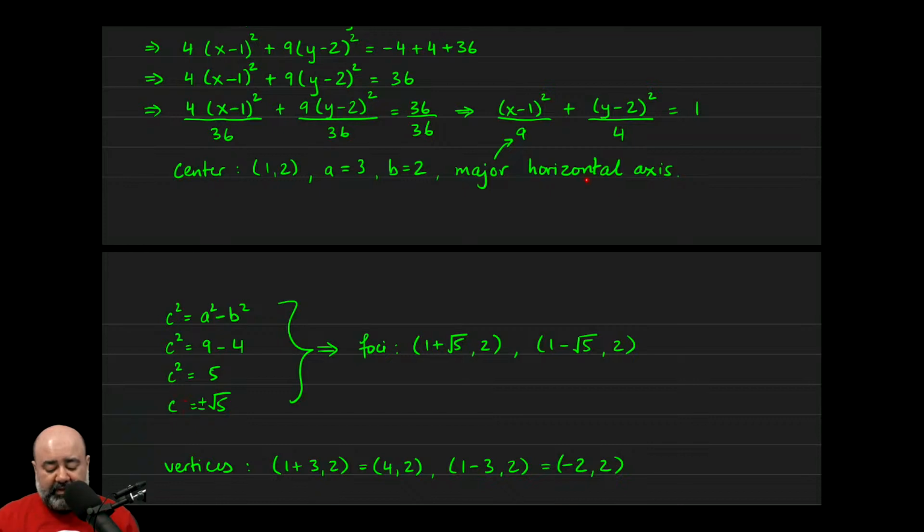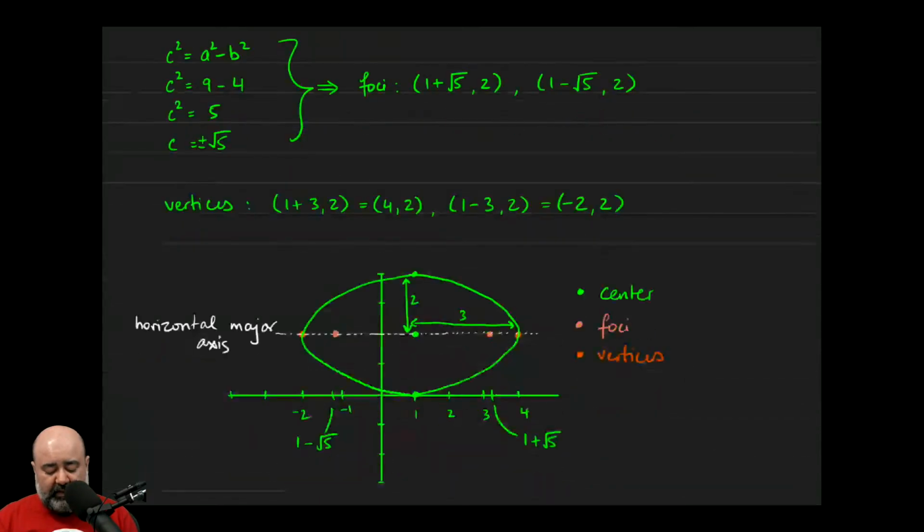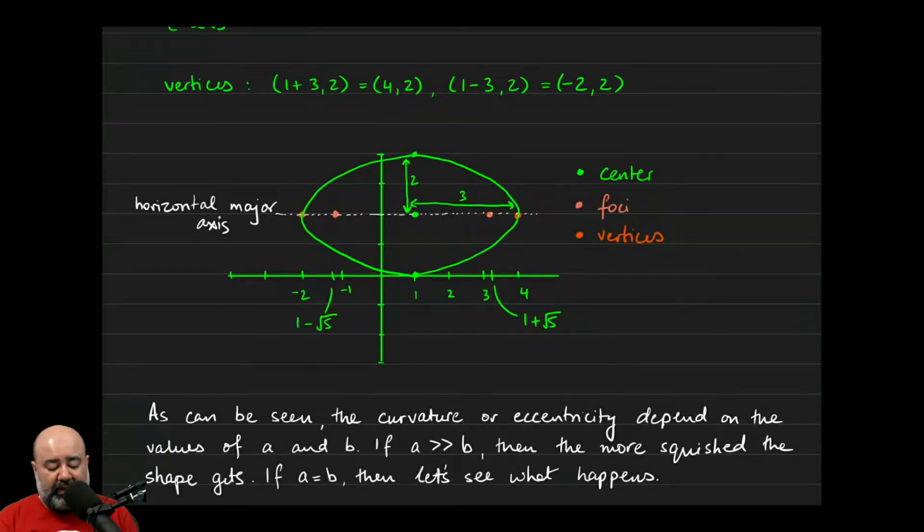Now remember, because it's a horizontal major axis, we can only go left or right from the center. We can't go up or down, which means we add root 5 and we subtract root 5 from the x coordinate. We have to use the x coordinate because that's a sideways motion, or a horizontal translation. It's not going up or down. For the vertices, we do the same thing. We add the distance a to the x-coordinate of the center, and we subtract the distance a from the x-coordinate of the center.